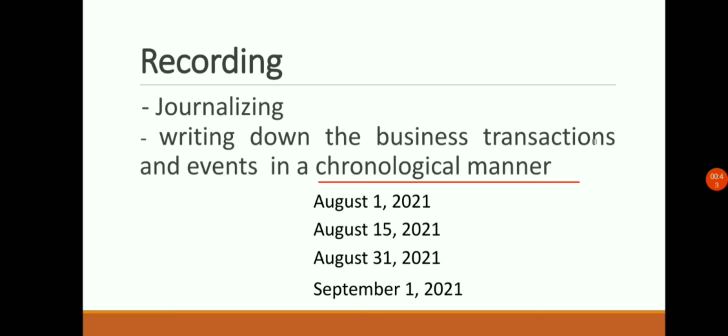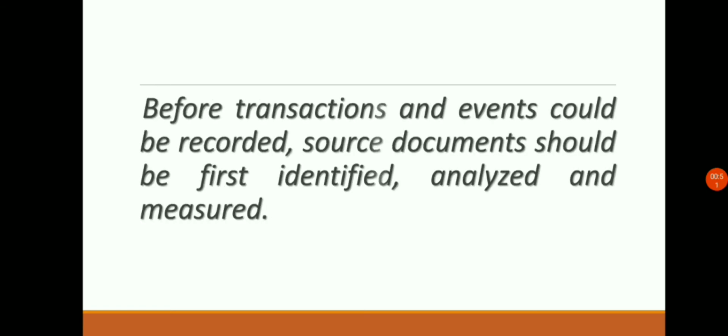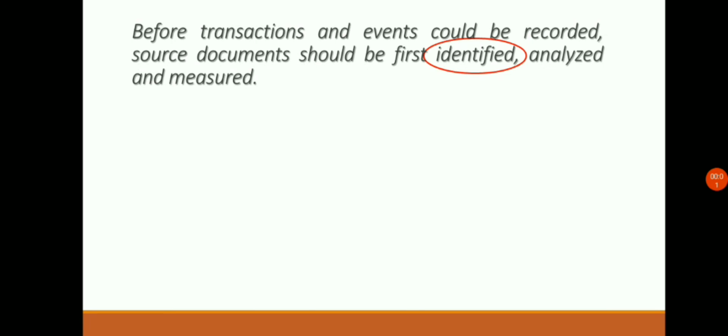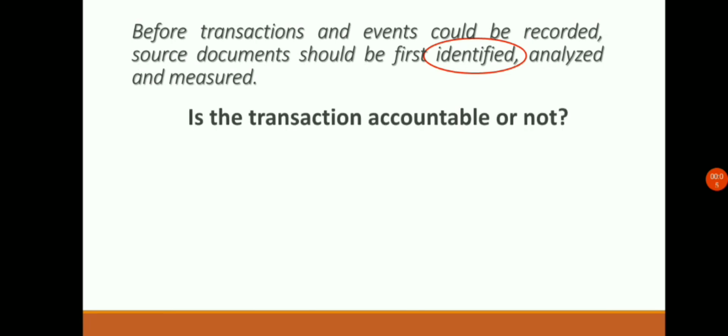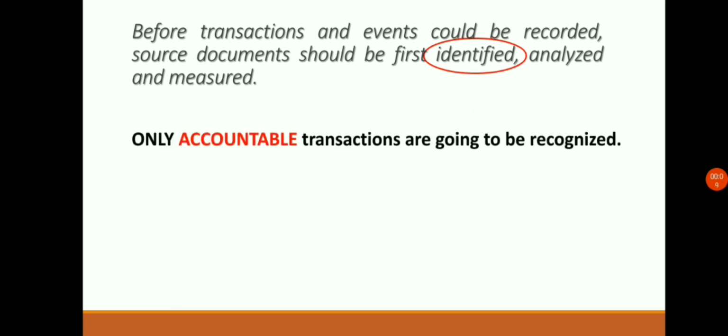The business transactions are recorded in the order of occurrence. Take note that before transactions and events could be recorded, the source document should first be identified, analyzed, and measured. By identifying, we have to determine whether a transaction is accountable or not, because as a rule, only those accountable transactions are going to be recognized or recorded.